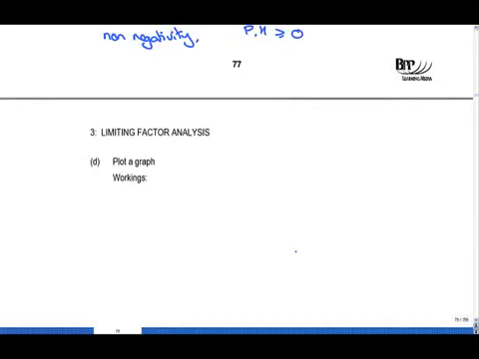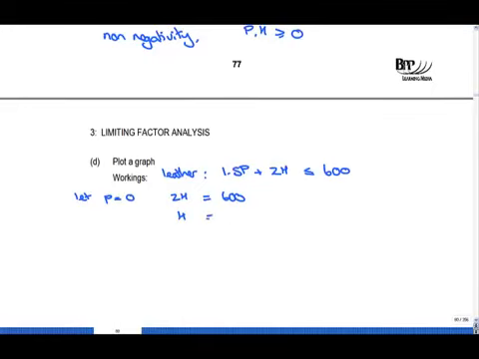Now if we take leather, first of all, just going to bring in that constraint formula again for us. So it was 1.5P plus 2 times H, and that had to be less than or equal to 600 meters. So what I'm going to say is, okay, well, let's assume that we don't make any purses. How many handbags could I make with that material? Well, then I'd have 2H being equal to 600, so I would therefore be able to make 300 handbags.